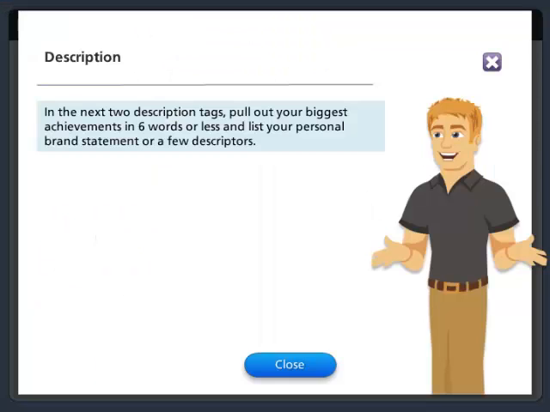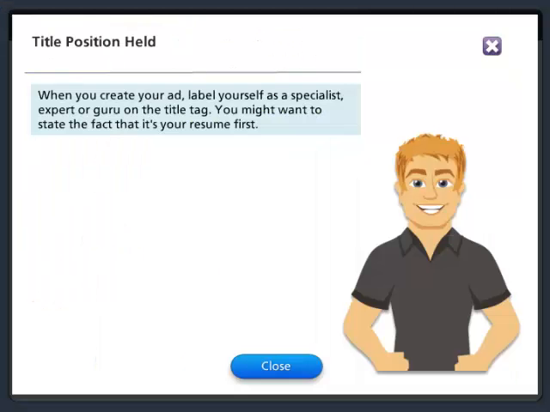Description. In the next two description tags, pull out your biggest achievements in 6 words or less and list your personal brand statement or a few descriptors. Title. When you create your ad, label yourself as a specialist, expert, or guru on the title tag. You might want to state the fact that it's your resume first.